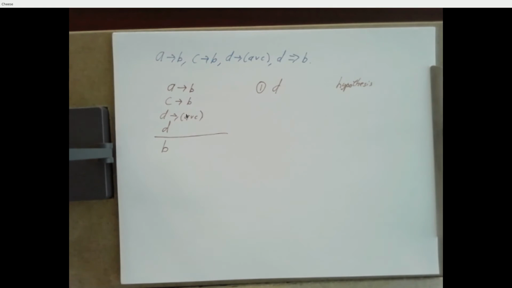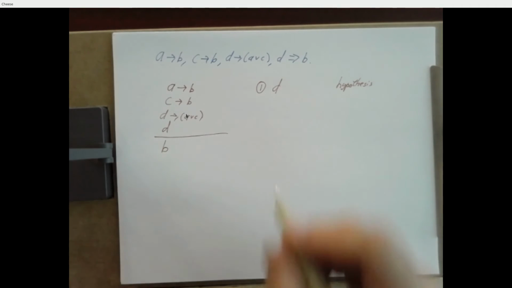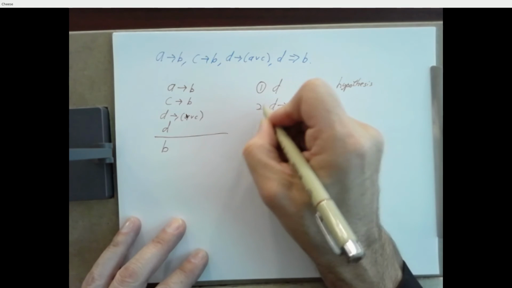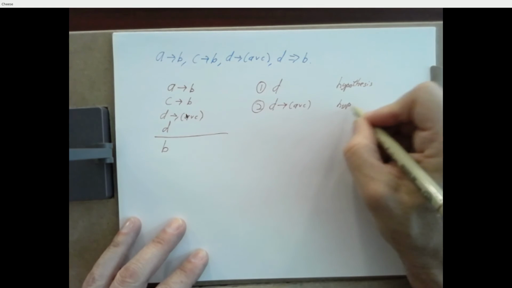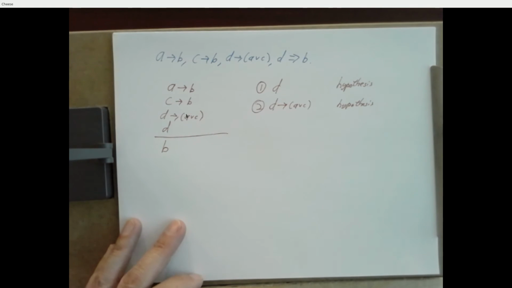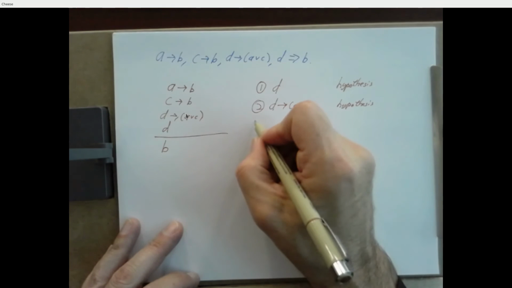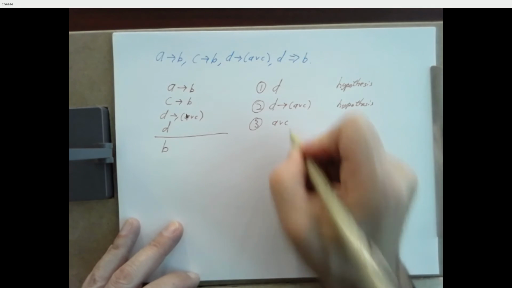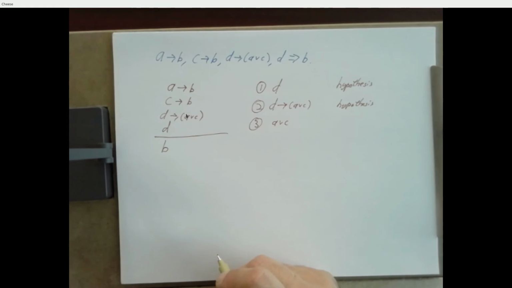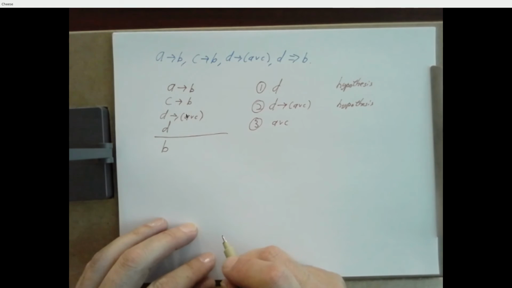Well, what do we do with D? Why was that useful to list? Because D goes to A or C. That's statement 2. Why is that true? That's a hypothesis. And then, A or C is true. Why is that? Because from D is true, therefore one of those has to be true.